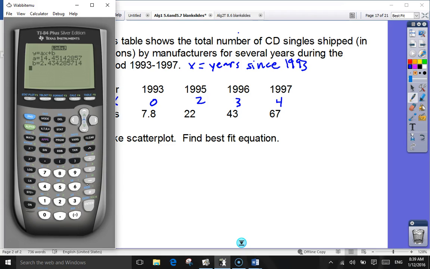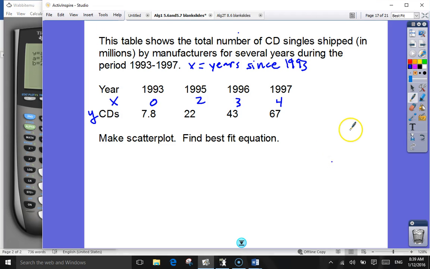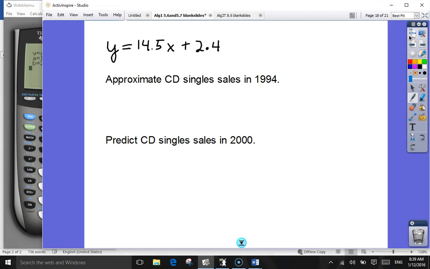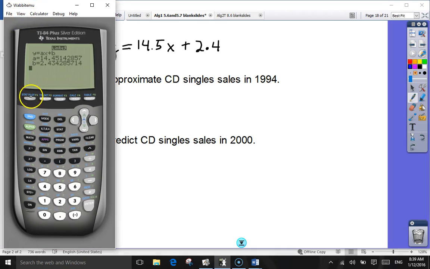Are we okay with that? I'm going to say 14.5x plus 2.4. Yeah, I already have it on the next slide. So there's my equation. Let me put it on the y equals: 14.5x plus 2.4. And I hit graph.